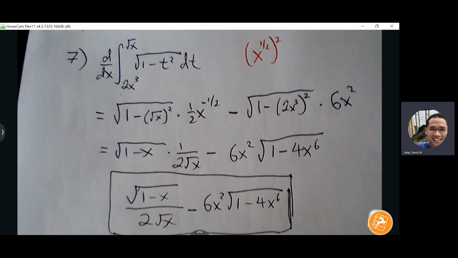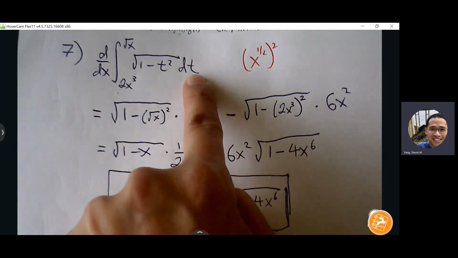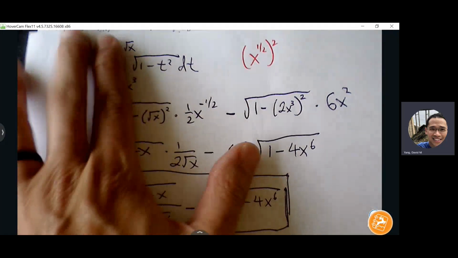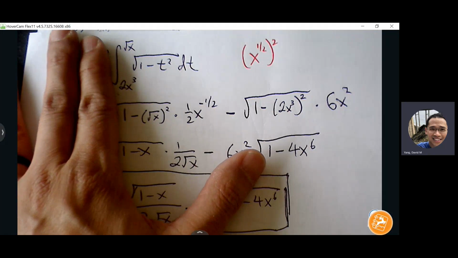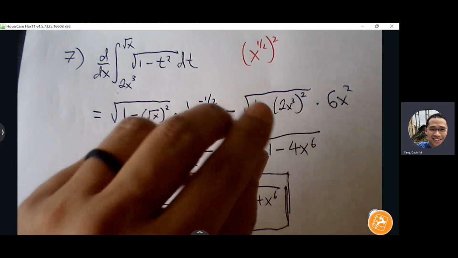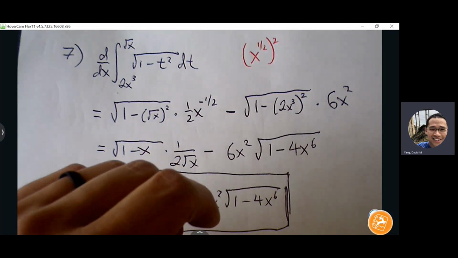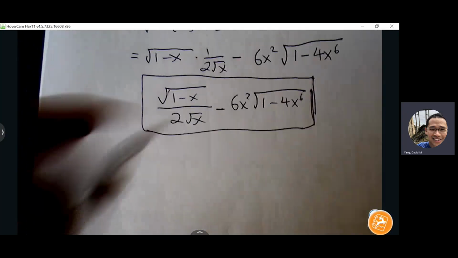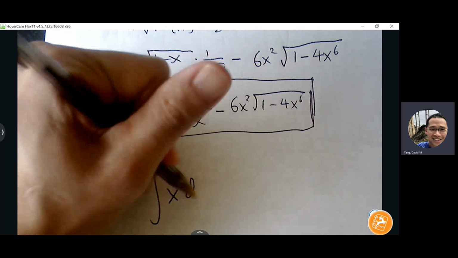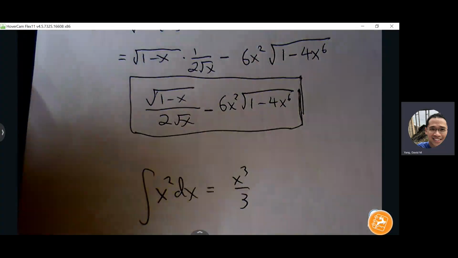Okay, but then there's the dt inside too. What happens to this dt, you mean? So imagine you take the integral. If you take the integral, the dt disappears. And then whatever that result is, you find the derivative of that, and this is going to be a bunch of expressions and numbers. The dt disappears because imagine I asked you to find the integral of x squared dx. That just becomes x cubed over 3. The dx goes away.